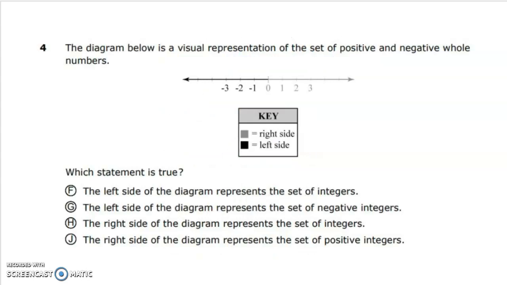Number 4. The diagram below is a visual representation of the set of positive and negative whole numbers. Which statement is true? F. The left side of the diagram represents the set of integers. G. The left side of the diagram represents the set of negative integers. H. The right side of the diagram represents the set of integers. J. The right side of the diagram represents the set of positive integers.